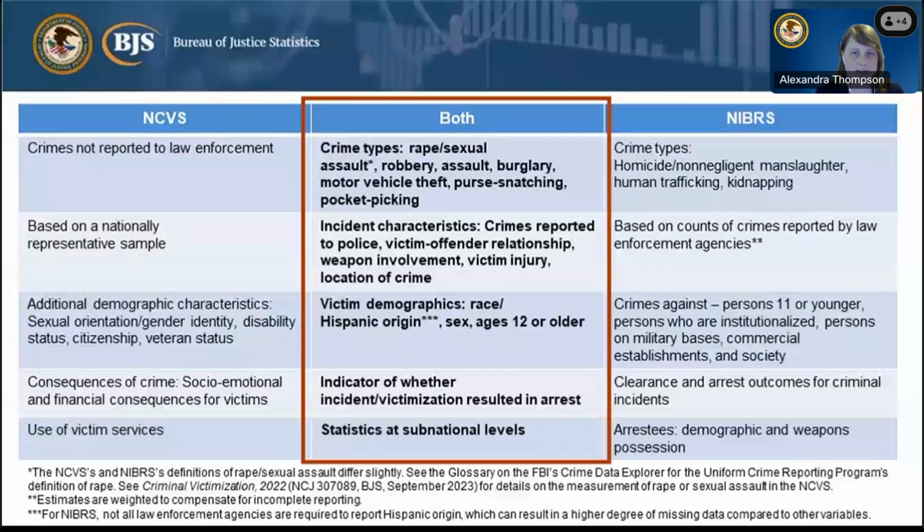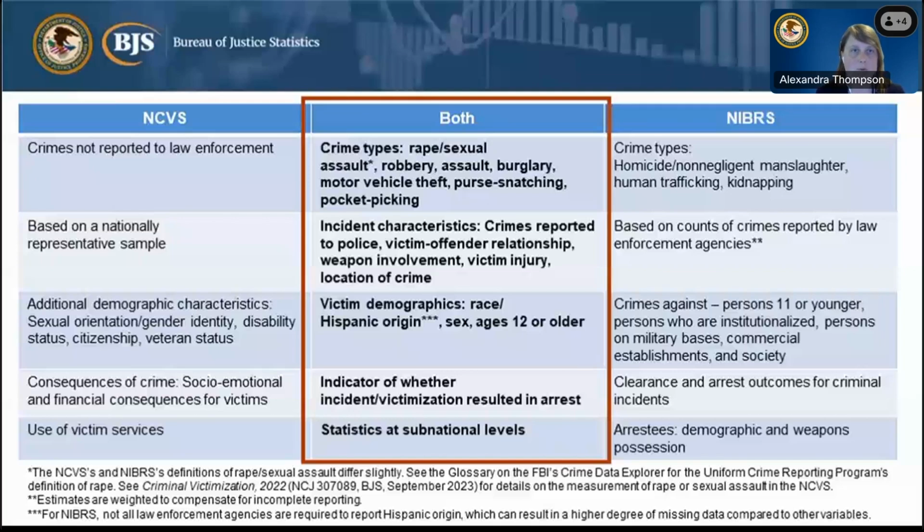So that's the NCVS specifically, but now with NIBRS specifically, NIBRS has a couple crime types that the NCVS doesn't, and it's actually probably more than this list right here. But the main ones are NIBRS covers homicide or non-negligent manslaughter, human trafficking, and kidnapping. Those are not in the NCVS, but they are in NIBRS. NIBRS is also based on counts of crimes reported by law enforcement agencies, as Kim explained.